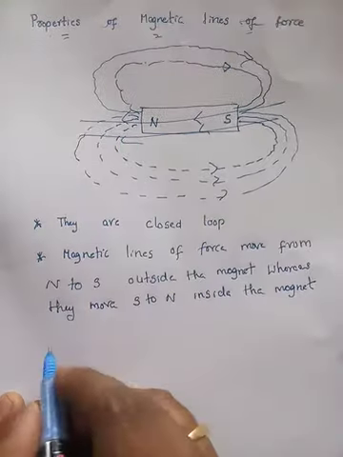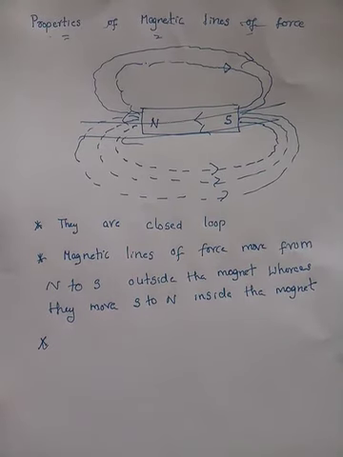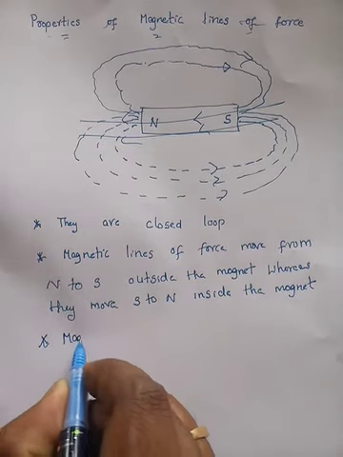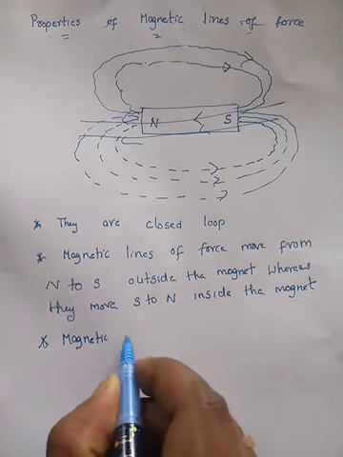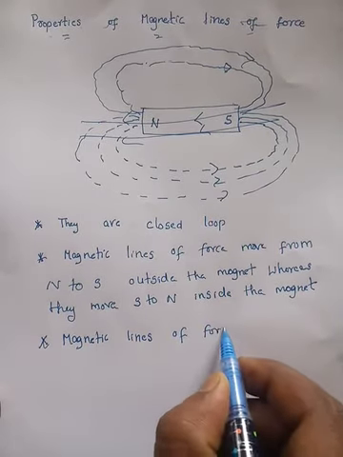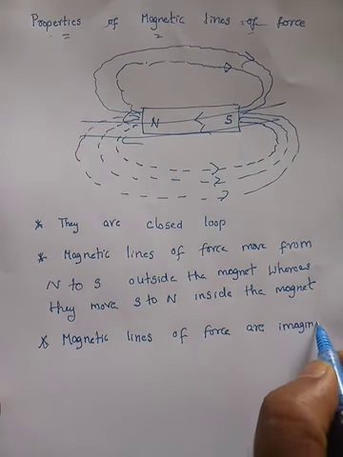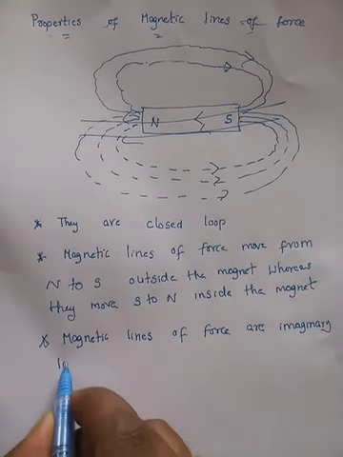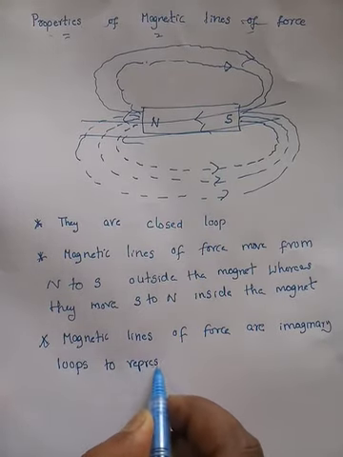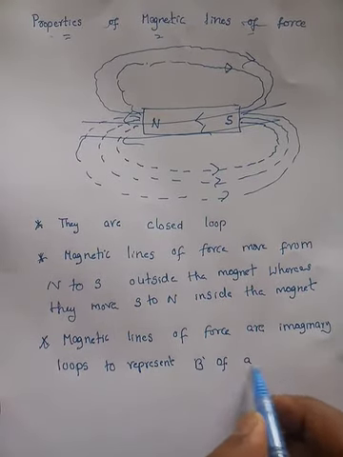Here, how are we drawing, what is the representation? These are imaginary loops used to represent the magnetic field of a magnet, right? Magnetic lines of force are imaginary loops to represent the magnetic field of a magnet.